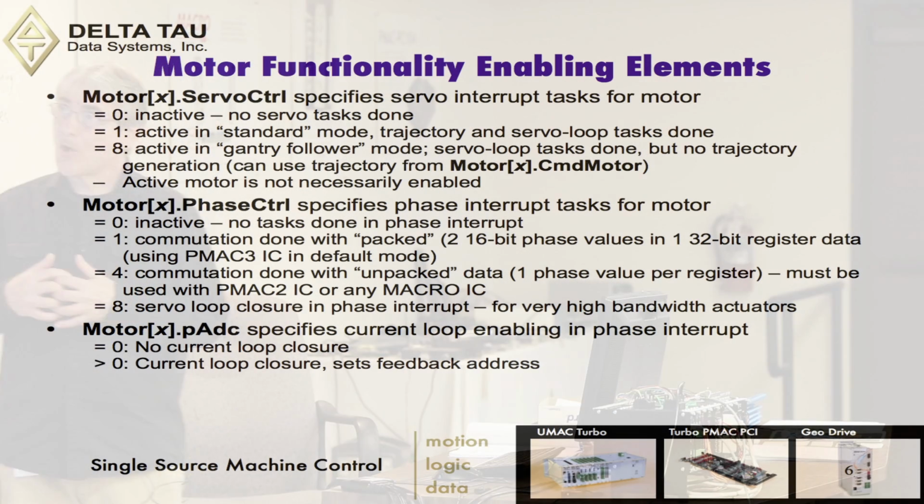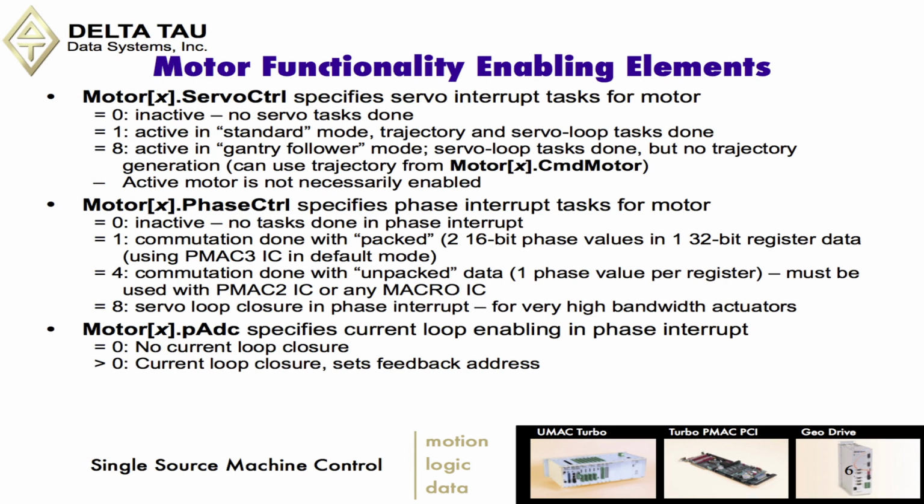Let's talk about some of the basic structure elements. Motor[x].ServoCtrl specifies whether the servo is turned on or not. If it's 0, the motor's not even turned on, so there are no servo tasks being done. If it's set to 1, the servo is activated in standard mode, so it's our standard trajectory mode with servo loop tasks being done. There's another setting, 8, and this puts it in Gantry follower mode.